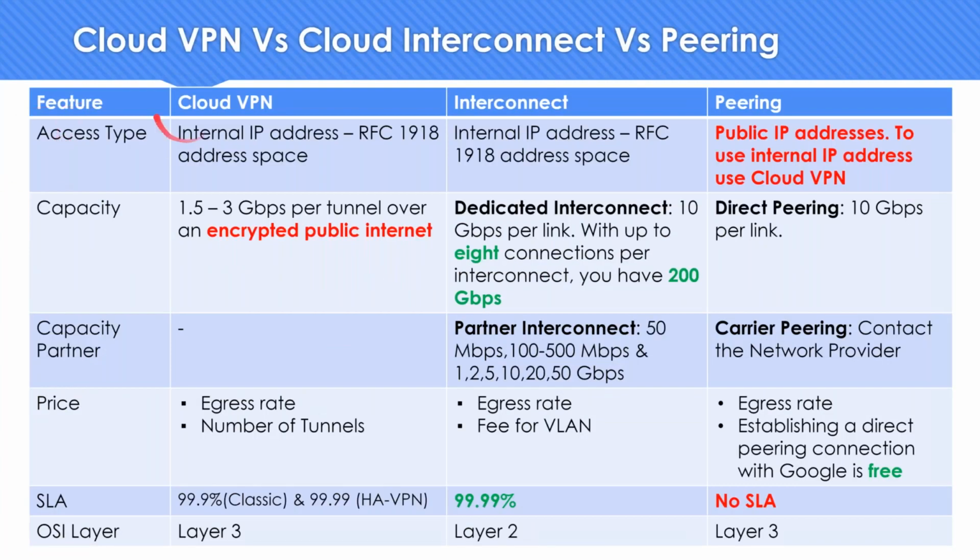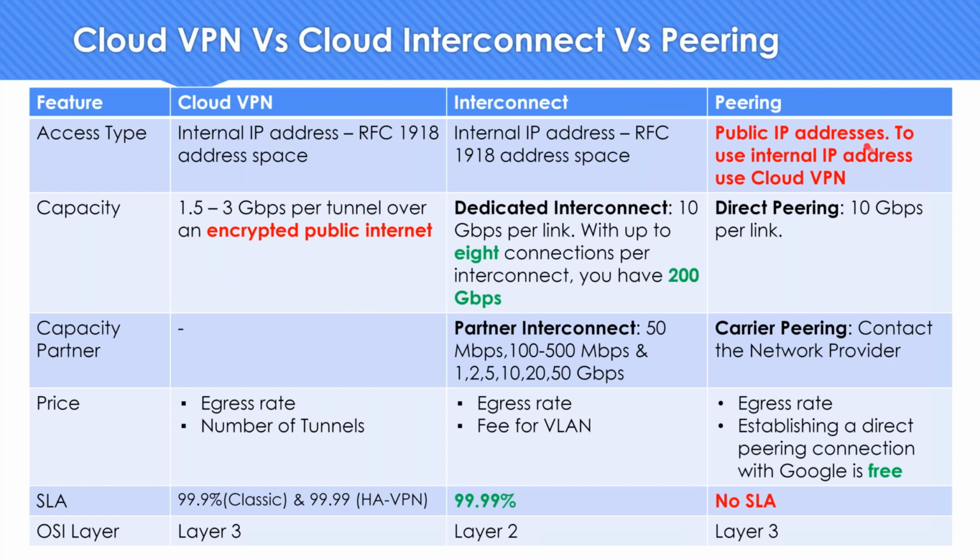So the access type, VPN and interconnect, is the same. It's going to be based on internal IP address, RFC 1918 standard. But when it comes to peering, it's going to be using public internet by default. If you want a private or internal IP address, you have to leverage cloud VPN. So by default, it's going to be external IP. That's the reason I have put it in red color.